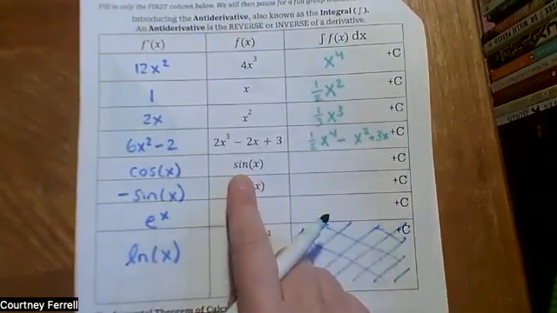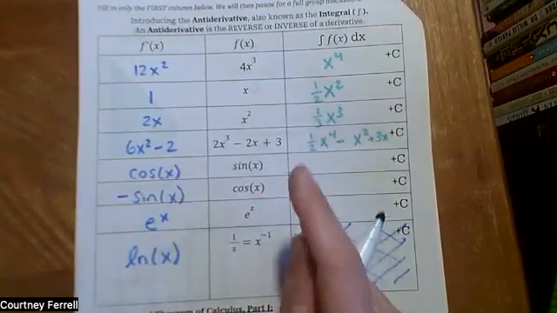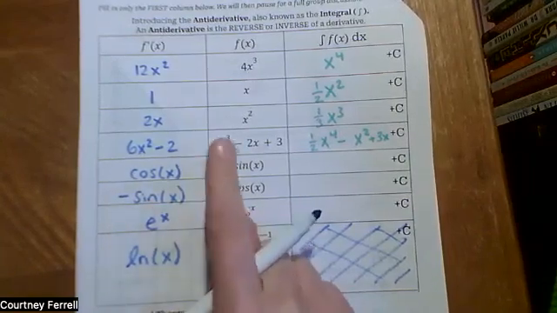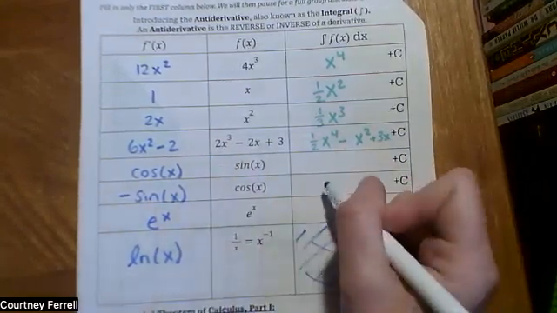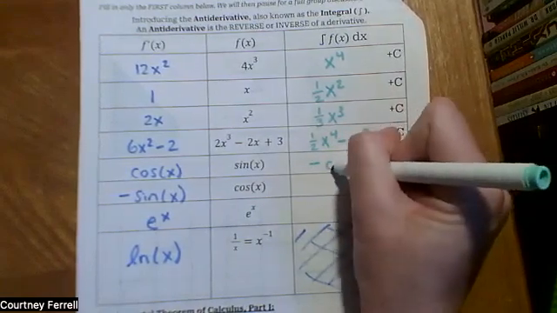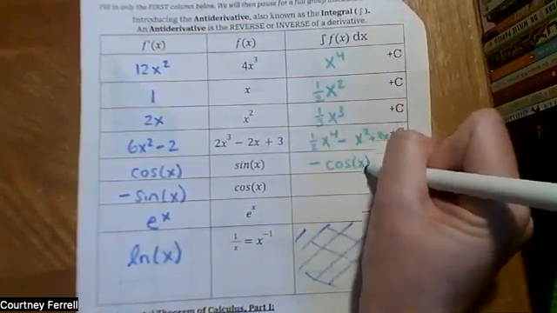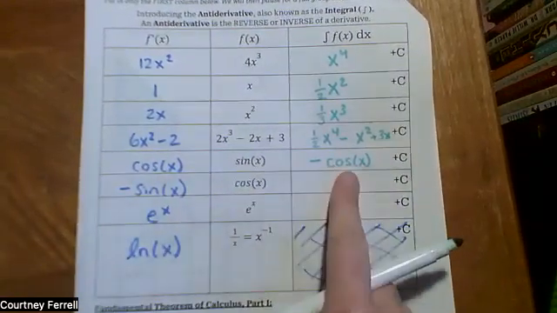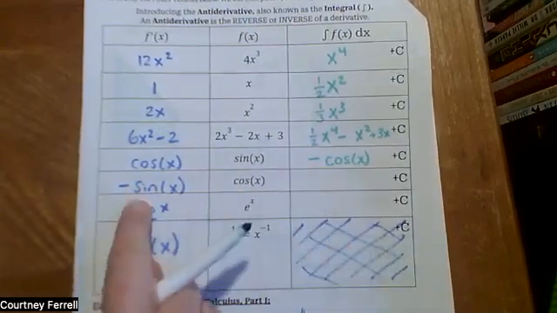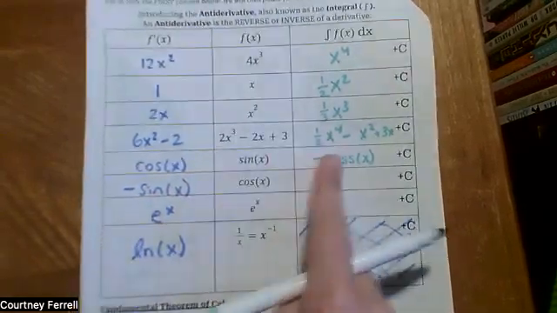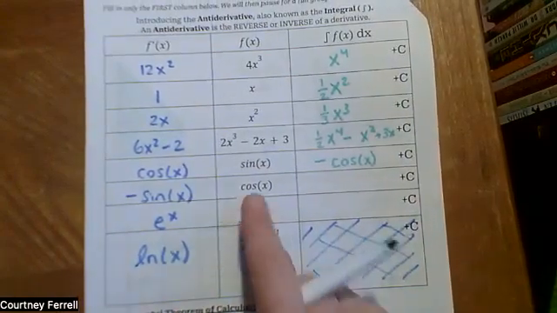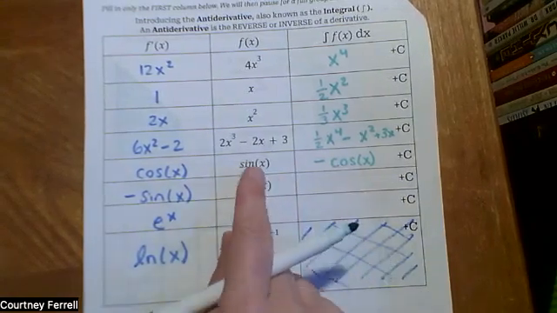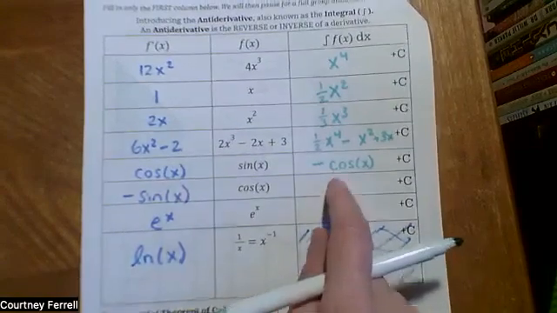Sine of x. So let's think about this critically for a minute. The derivative of cosine was negative sine, but this is positive sine. So this must be negative cosine. So let's check if that works. The derivative of cosine is negative sine. The derivative of negative cosine will be negative sine, also known as positive sine. Sounds good. Okay. What's the antiderivative of cosine? Well, the derivative of sine was cosine, so this has to be sine.